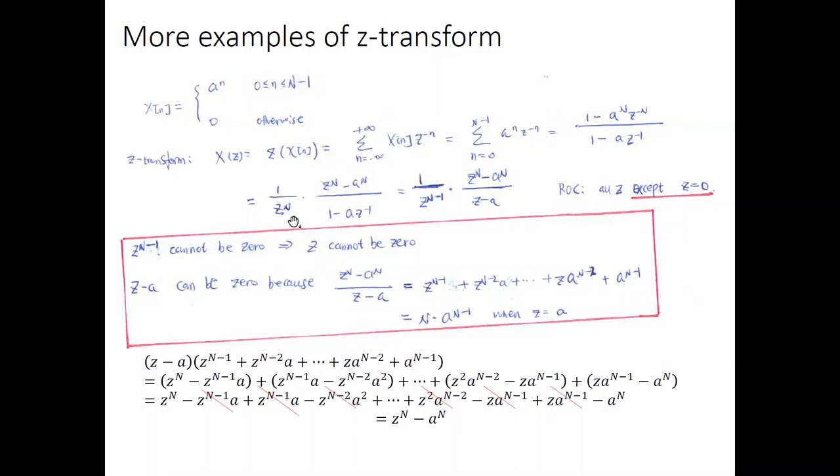The second step: on the denominator, from z to the power N, we keep z to the power N minus one, and the additional z, you multiply it with the denominator here, which becomes z minus a. So this is a simplified expression of X of z. We call it simplified because it does not contain z to a negative power. Every power of z is a positive number, which makes it clearer to see the order of polynomials for the denominator and numerator.